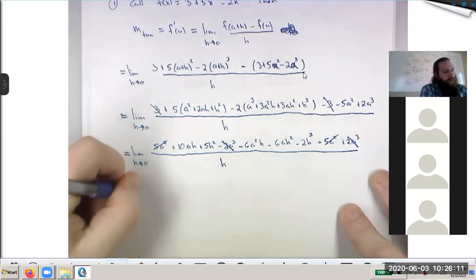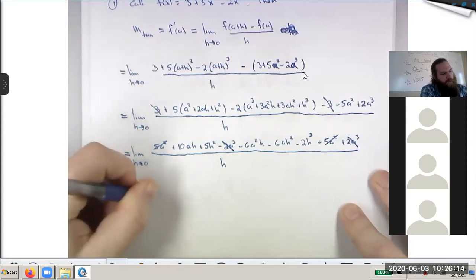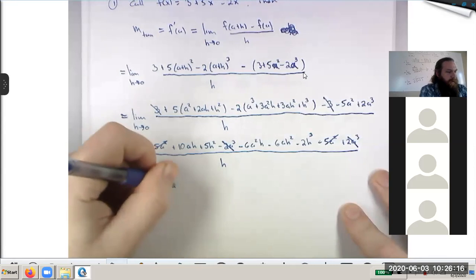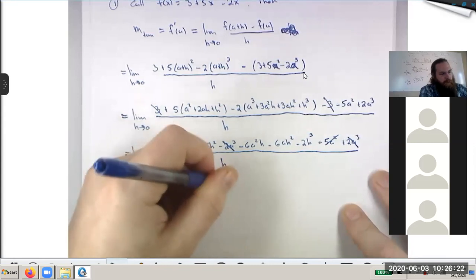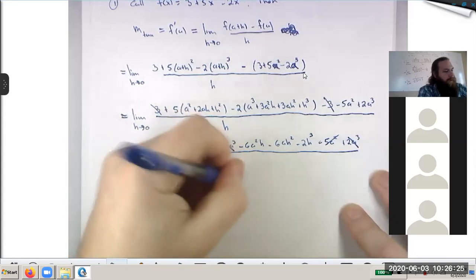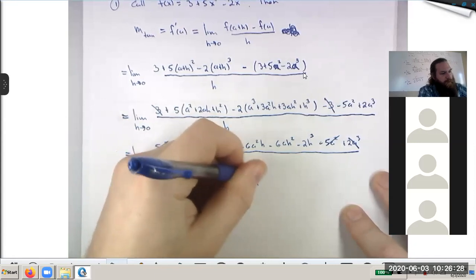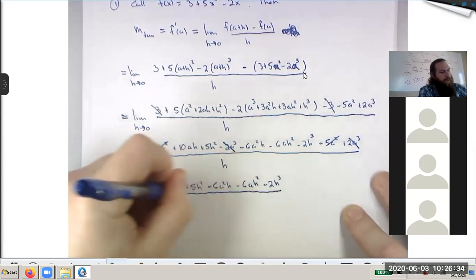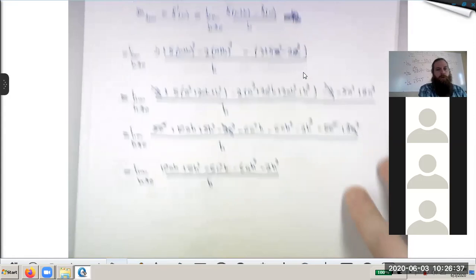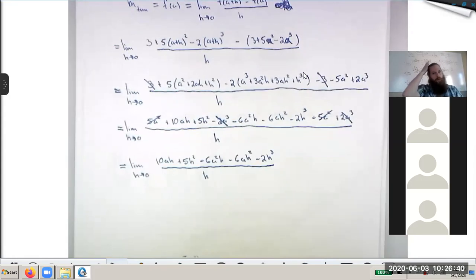So let's write this down. I've got 10ah plus 5h squared minus 6a squared h minus 6ah squared minus 2h cubed all over h. And what you notice is that in this form, once we've distributed and combined all the like terms we can, every term which hasn't canceled has an h in it. So I can factor that h out and cancel it with the h downstairs.